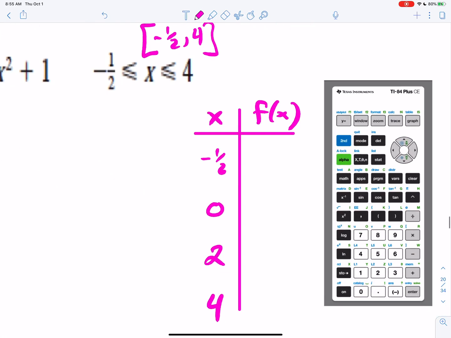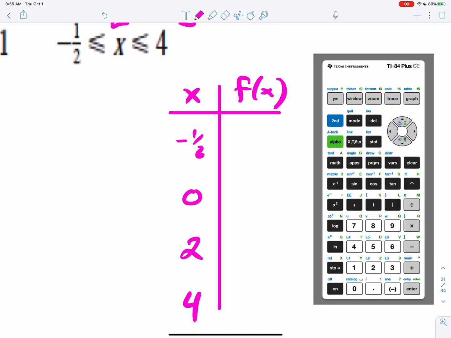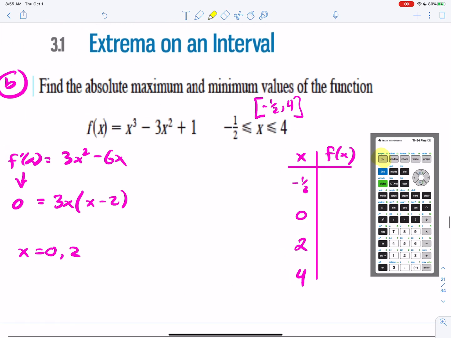I'm going to go back to my graph. So what I'm going to do is go back to my y equals because now I have a new function. So I'm going to type out x to the third minus 3x squared plus 1. Okay, now you don't need to go to table set because you've already changed it. Now, if you reset your calculator, you're going to have to go back and do it, okay?